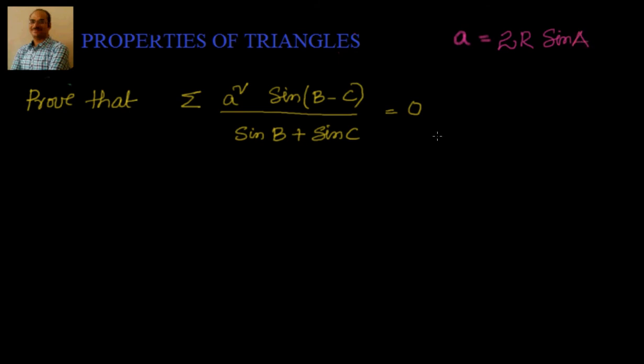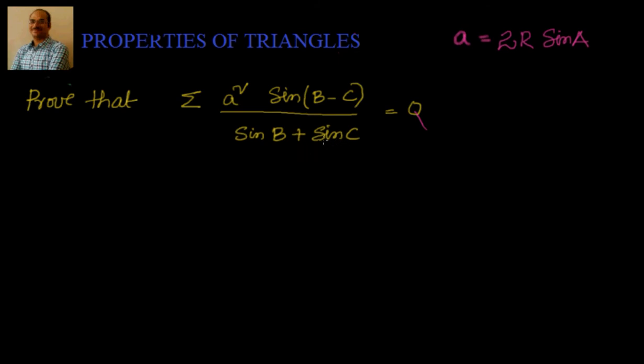Okay. So let's go ahead and solve this. Now I have to prove that sigma of a square into sine of b minus c by sine of b plus sine of c equal to 0. We can solve this problem in two ways.